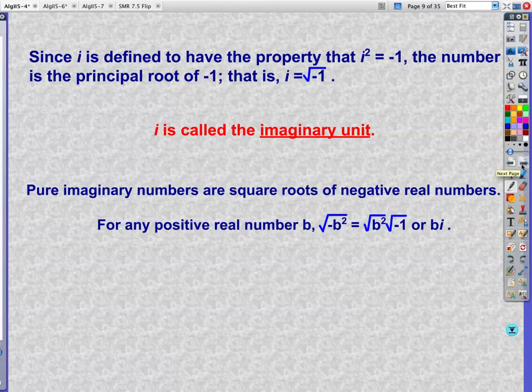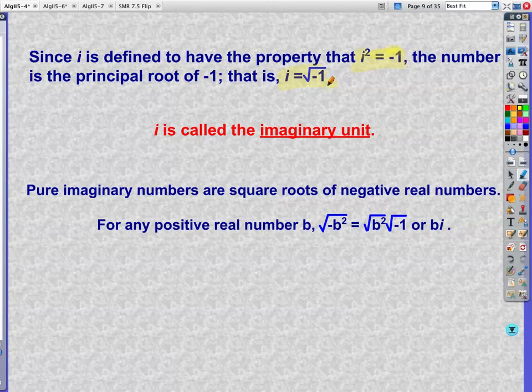Okay, i is defined to have the property that i squared equals -1. So in this, I want you to write down i squared equals -1. This will be a huge piece of information right there. The number is the principal root of -1. That means i is equal to square root of -1. i is called the imaginary unit, or the imaginary number.